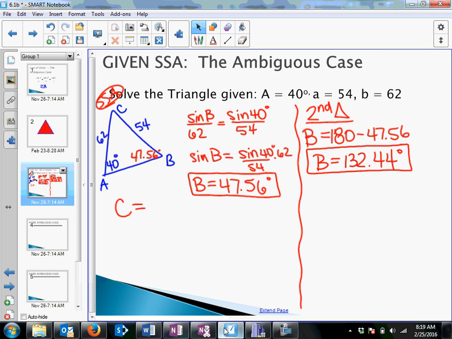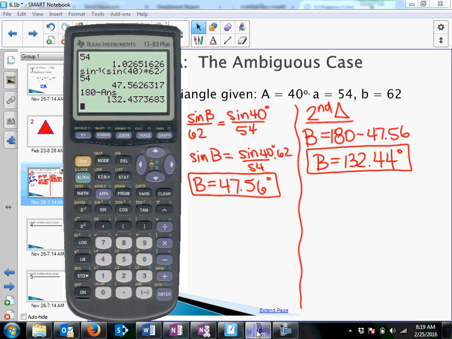Okay. I'm going to teach you a trick in your calculator real quick. I want everybody to go back and plug this in. So the inverse sine of the sine of 40 times 62 divided by 54. I want everybody to go back to that. Okay? So that your answer is 47.56, and so on. I'm going to teach you a way to keep your answers in your calculator so you can use them later. Okay? What angle was this?